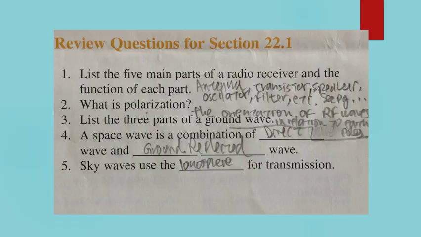This is conducted up and down the antenna, and the antenna is coupled to the tank circuit. This is done by mutual induction. Again, the tank circuit is an inductor and a variable capacitor in parallel.